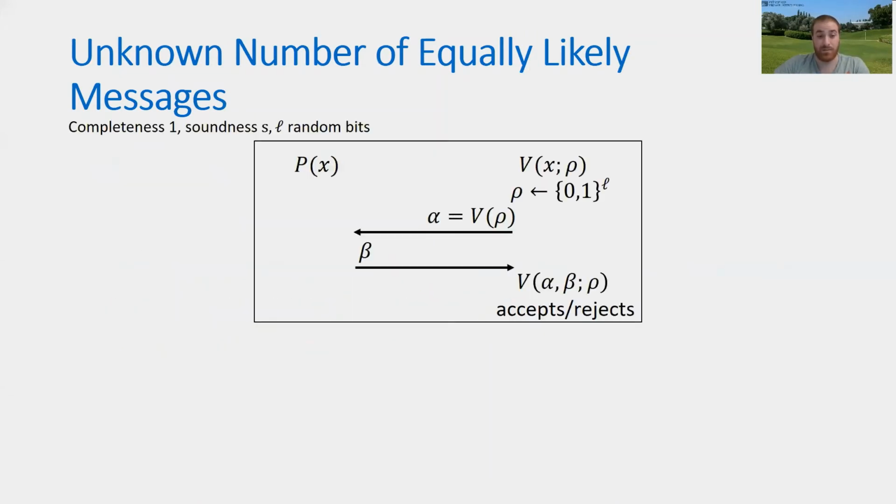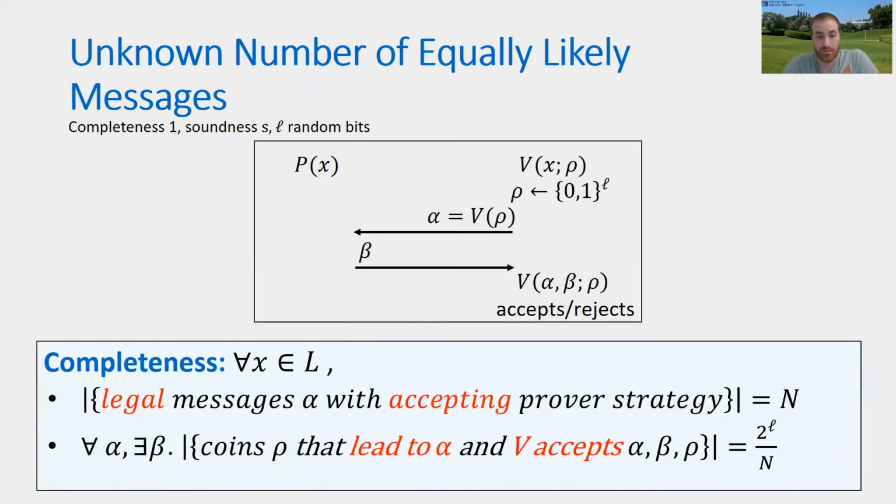So how does such a protocol look? A protocol with L random bits and soundness S. The verifier begins by choosing its random bits. It then uses these bits to generate some message, receives some reply from the prover, and then uses all of these messages to decide whether to accept or reject.